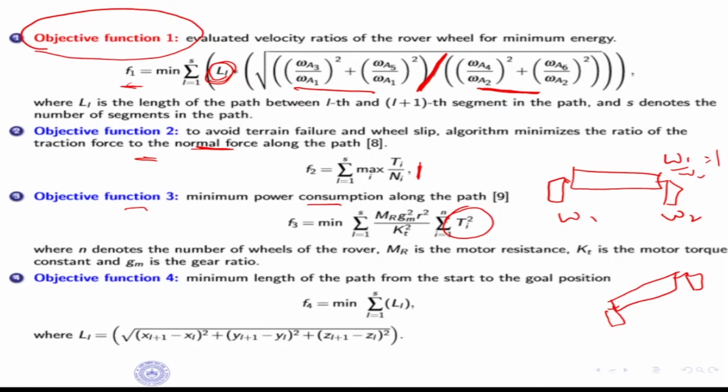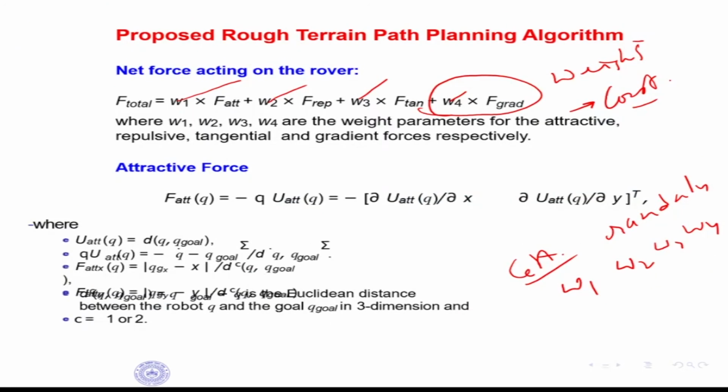Or you could minimize the length of the path itself. When we are doing A star or D star algorithms, we are basically minimizing the length of the path. So you can use that also as an objective here. So what GA is doing is switching these values of the weights. There are these weights W1, W2, W3, W4.